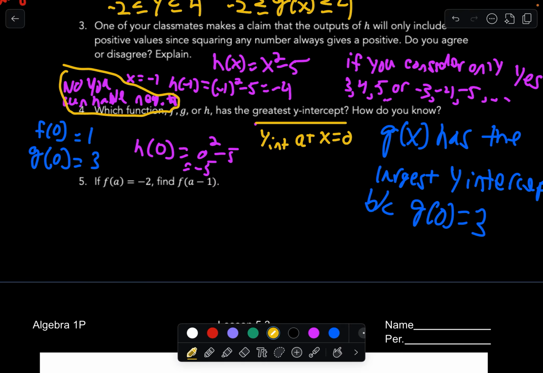Which function f, g, or h has the greatest y-intercept? How do you know? Well, you just evaluate it, and I did that.